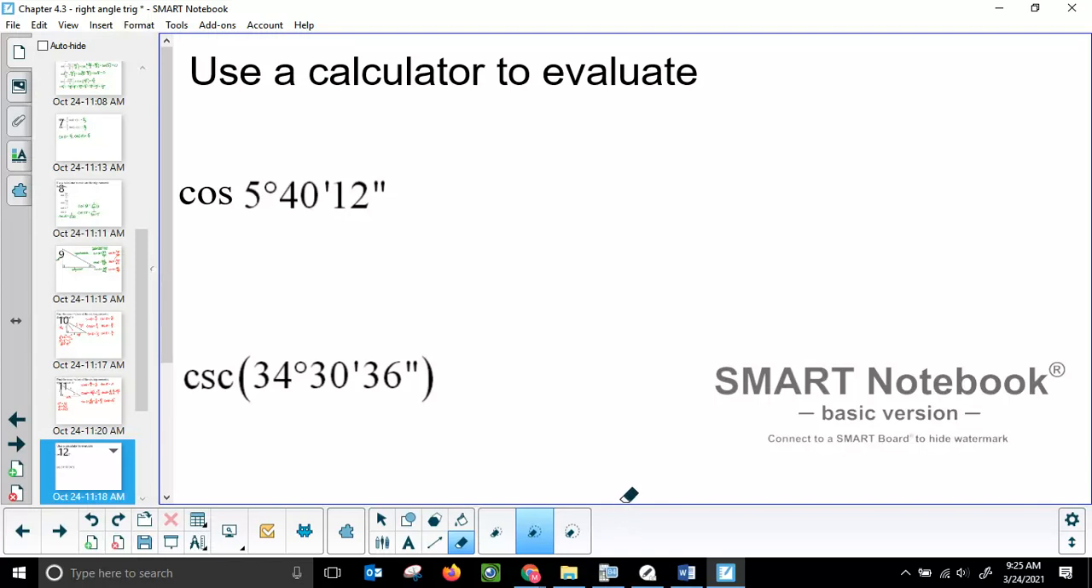Okay, so now we're going to talk about this stuff. All right. It looks difficult. It's really not. So this is actually called degrees, minutes, and seconds. All right, just like time.